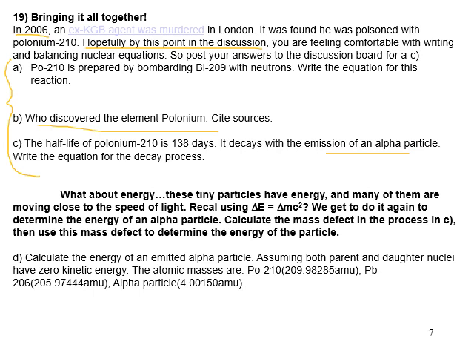So that's kind of straightforward. We've done that since the beginning of this chapter, but as far as energy is concerned, these tiny particles have a lot of energy, and many of them are moving close to the speed of light. So remember, we use this equation to determine the energy of a particle or a process. You're going to do that again to determine the energy of the alpha particle in this instance.